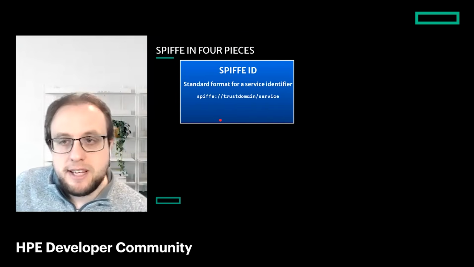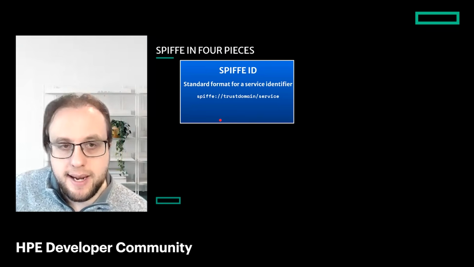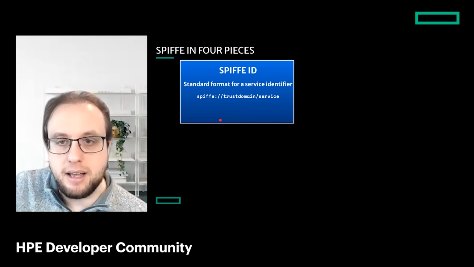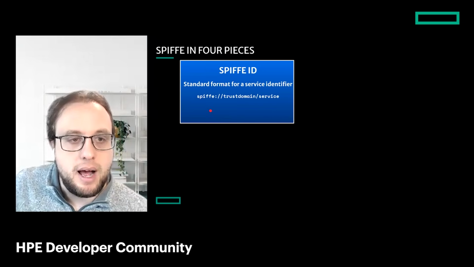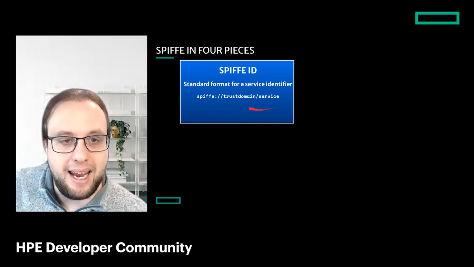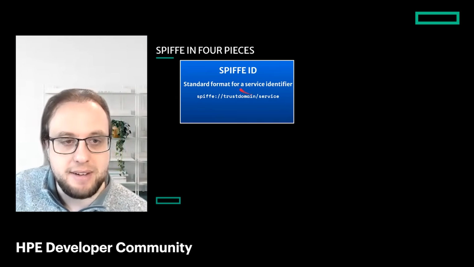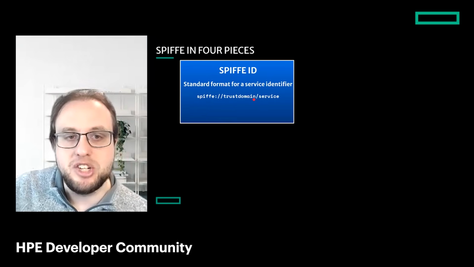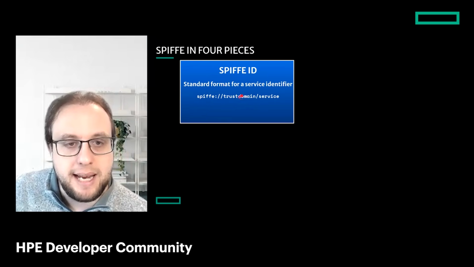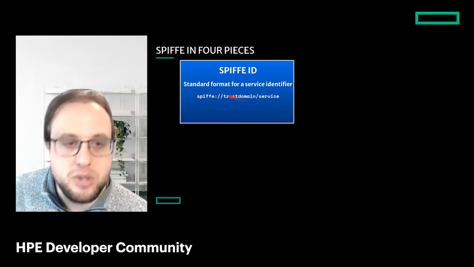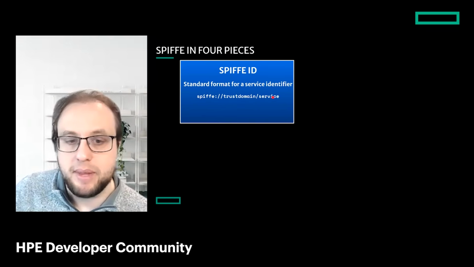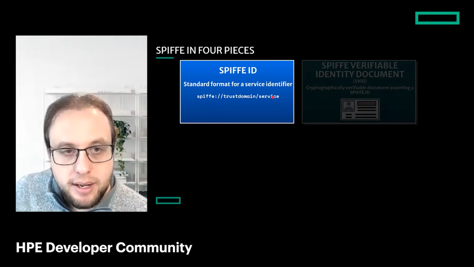So remember, SPIFFE is the standard for establishing a service identity. So I'm just going to talk about the standard for a minute, and then we'll get into the specifics of the implementation of that standard. The standard gives you a standard format for a service identifier. This is just a text string. This is pretty easy to understand. We're specifying that each service consists of a trust domain and a service name. The trust domain is just a name for your organization, and then the service name is a name for a service within that organization.